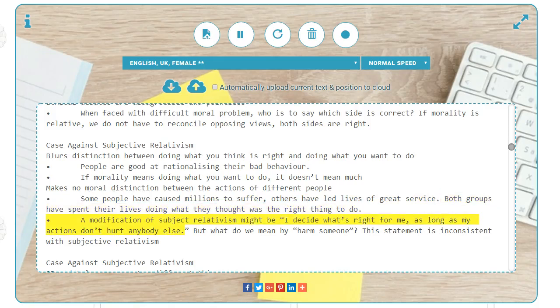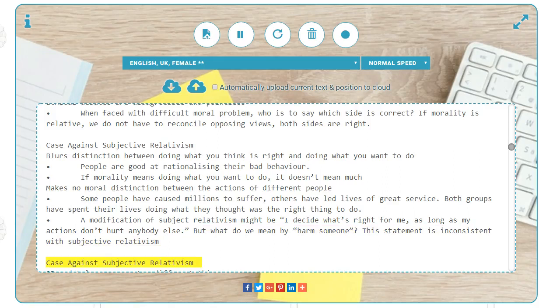A modification of subjective relativism might be, I decide what's right for me, as long as my actions don't hurt anybody else. But what do we mean by harm someone? This statement is inconsistent with subjective relativism.